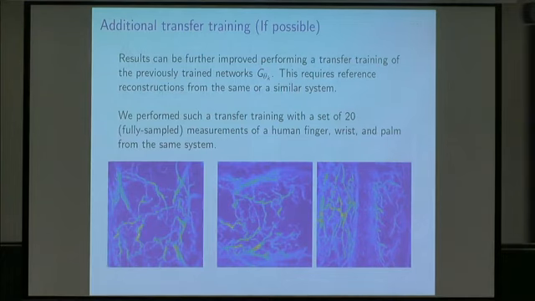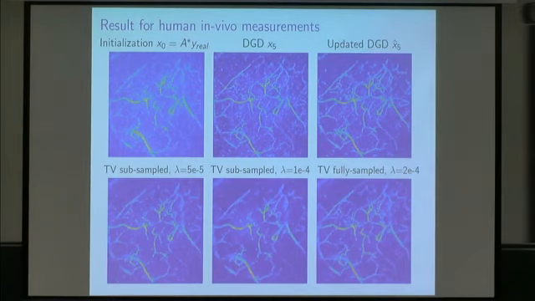That worked already quite well, but we can still further improve this if we have some reference data sets. Here we see a small set of measurements from human targets, and we took about 20 to then do an update training of our network with a small number of epochs and a small learning rate. Those are now fully sampled reconstructions from finger, wrist, and palm. Those are actually 2 fingers side by side. And doing all that, we got quite nice results.